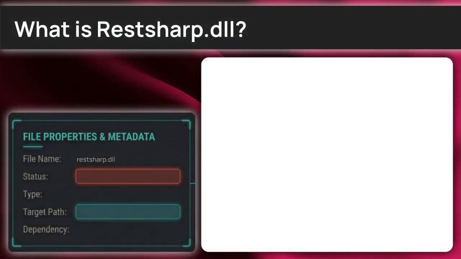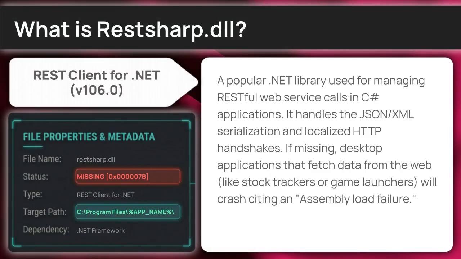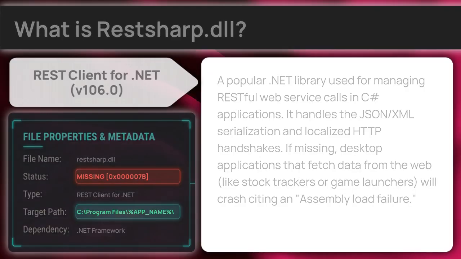This is the RestSharp library, a popular .NET library used for managing RESTful web service calls in C# applications. It handles the JSON and XML serialization and localized HTTP handshakes. If missing, desktop applications that fetch data from the web, like stock trackers or game launchers, will crash, citing an assembly load failure. Now that the background is clear, let's walk through the actual installation steps.